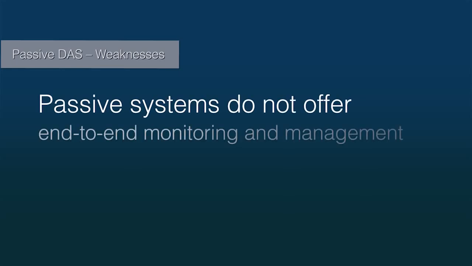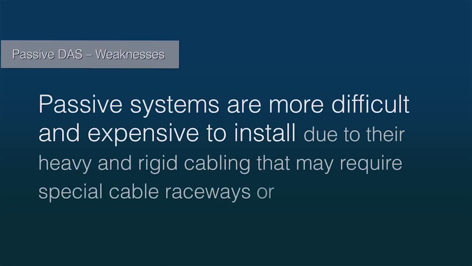Passive systems do not offer end-to-end monitoring and management. And finally, passive systems are more difficult and expensive to install due to their heavy and rigid cabling that may require special cable raceways or hangers.